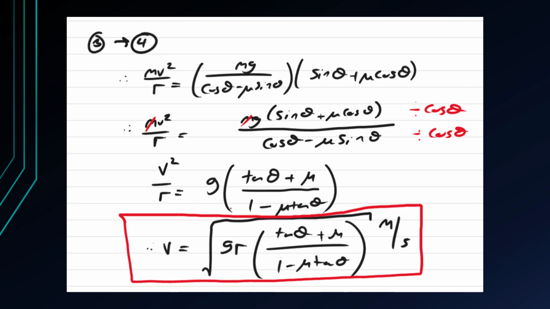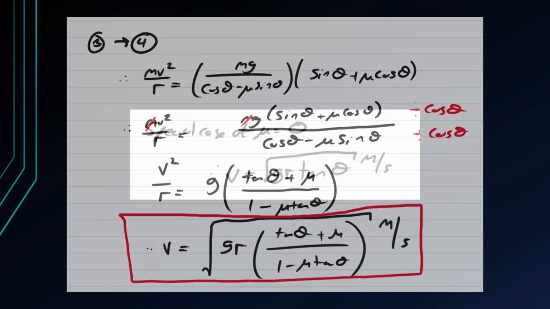So multiplying by r and taking the square root, we get the general solution, which is that the velocity of an object on a banked track at an inclination of theta at a radius r away from the center is root g r times tan theta plus mu divided by 1 minus mu tan theta. Now dimensionally this also works because this is meters per second squared times meters, and the square root of meters squared per second squared is just meters per second.